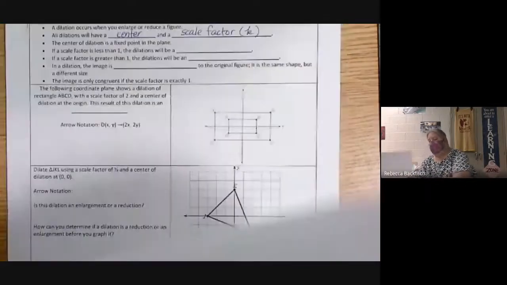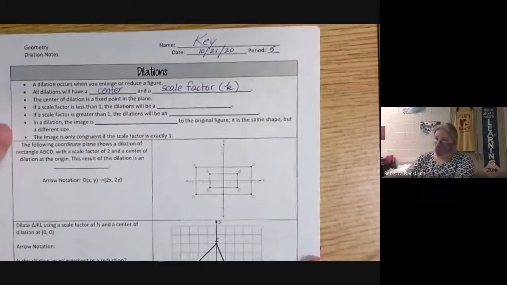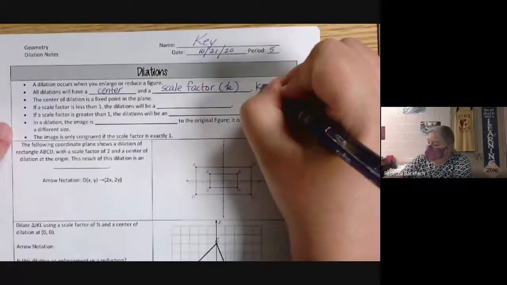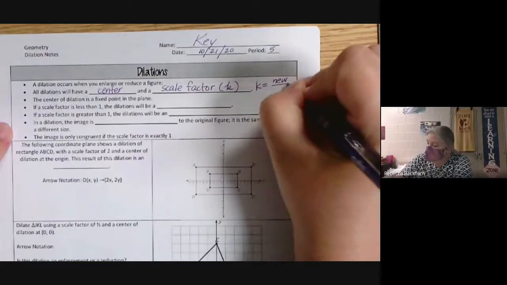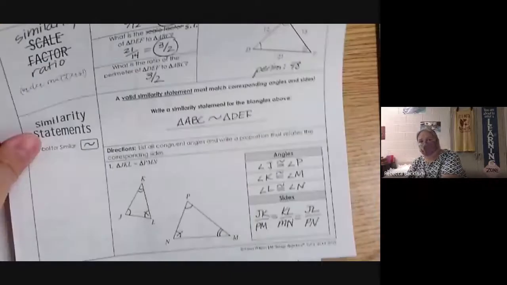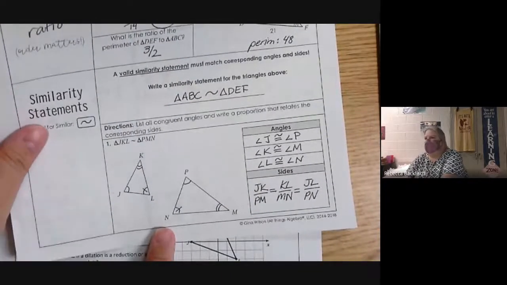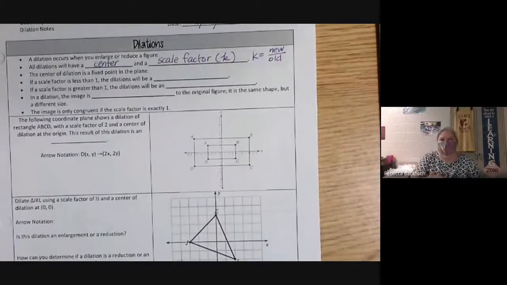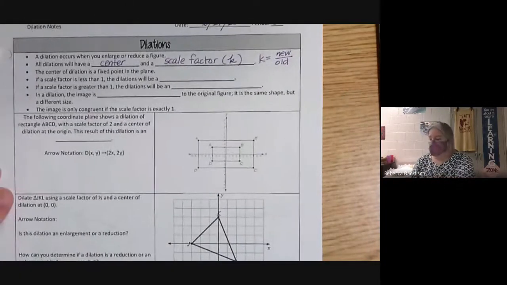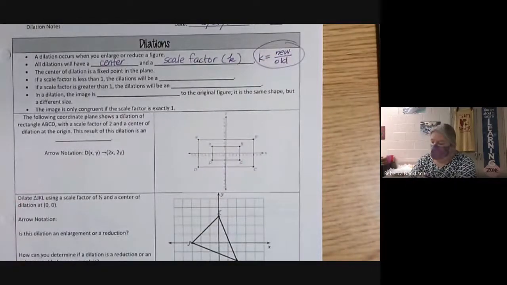Scale factor is a different thing, and it only happens with dilations. And scale factor is always in the exact same order. Scale factor is always the new length or distance over the old length or distance. That's why I didn't want to use it with similarity, because if you have two figures, like here, which one's the new one, which one's the old one? It's not a dilation, so I don't know. There's not a progression from one to the other. With a dilation, there is. So scale factor is always new distance or new length over old length.